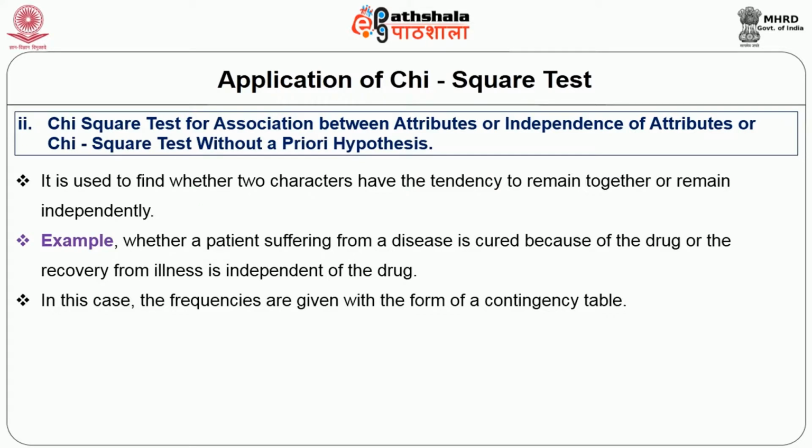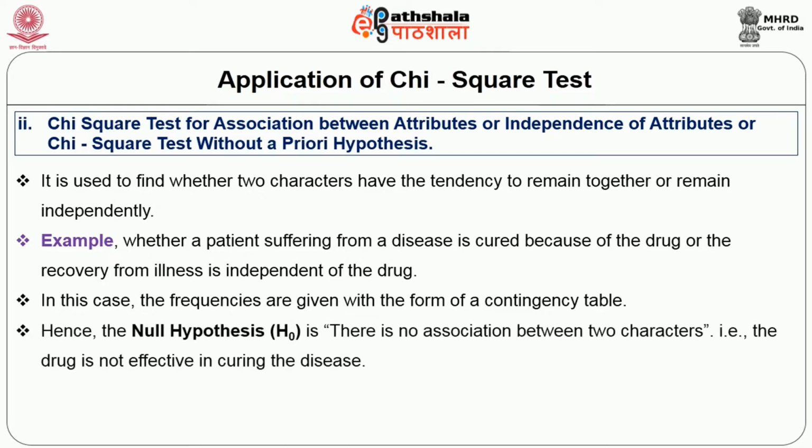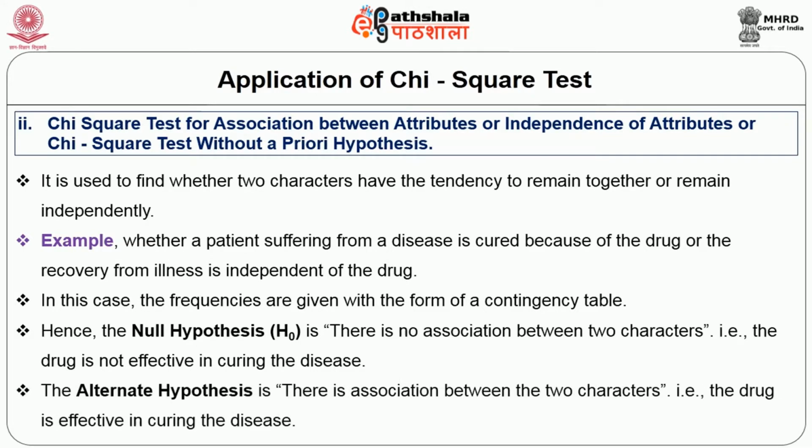In this case, the frequencies are given in the form of a contingency table. Hence, the null hypothesis is there is no association between two characteristics, that is, the drug does not affect curing the disease. The alternative hypothesis is there is an association between two characteristics, that is, the drug is effective in curing the disease.